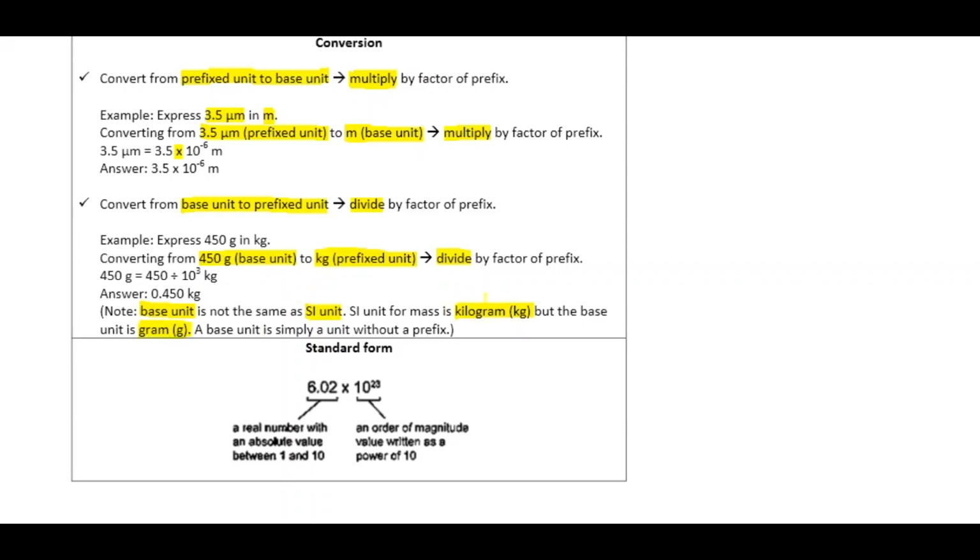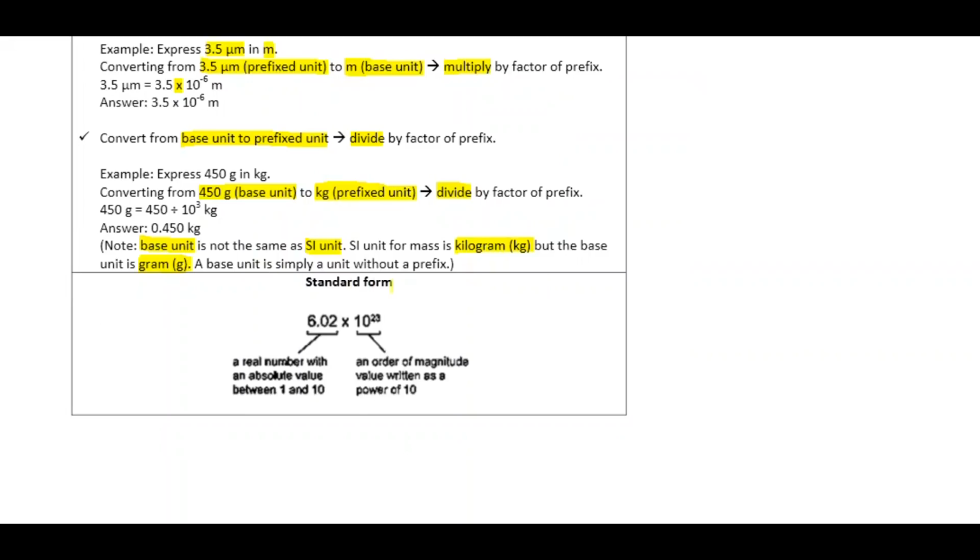So you cannot just make the assumption that a base unit is always the same as the SI unit. In the case of mass, the SI unit is actually kilogram, but this has a prefix to it, so the base unit is actually gram. So the SI unit for mass is different from the base unit for mass. This is because the definition of a base unit is simply a unit without a prefix. That explains why the SI unit can be different from the base unit.